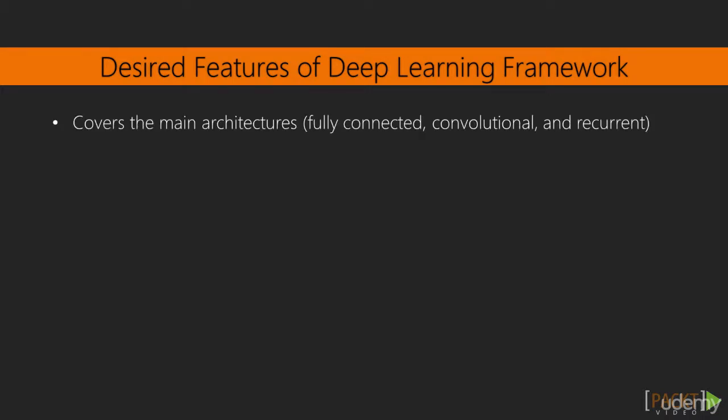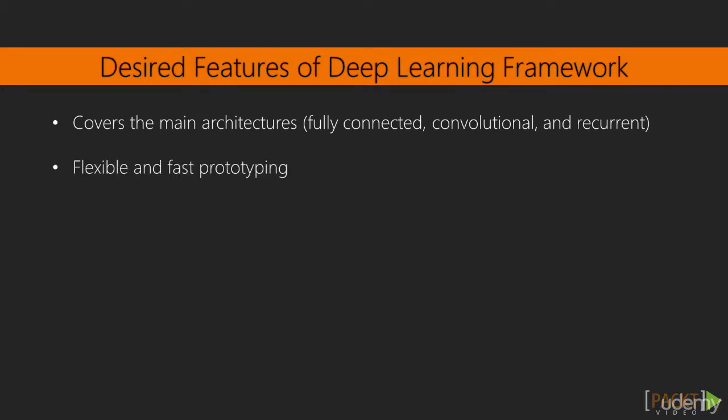Okay, so here are the desired features. It is important to ask at least the following questions when choosing a deep learning framework. Does it provide the main architectures, like fully connected, also called multi-layer perceptron networks? Do they have convolutional layers, those that are important for image processing? Do they have recurrent neural networks for sequence processing?